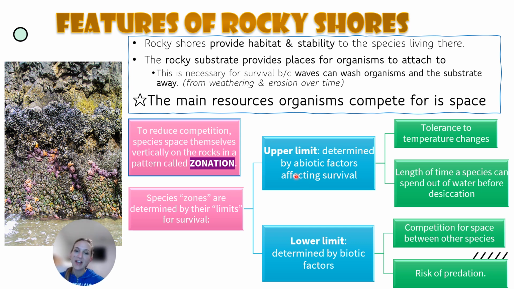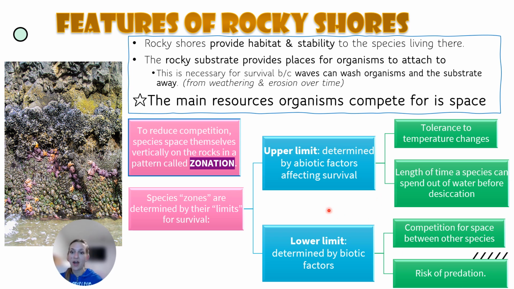Here are those limits. Our upper limit is determined by the abiotic factors that are affecting survival. So things like how tolerant they are to temperature changes, the length of time they can spend out of the water before desiccation. The lower limit is going to be the biotic factors. Your biotic factors are going to be competition for space between other species and risk of predation.